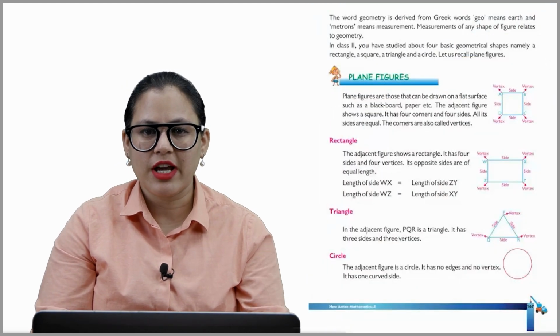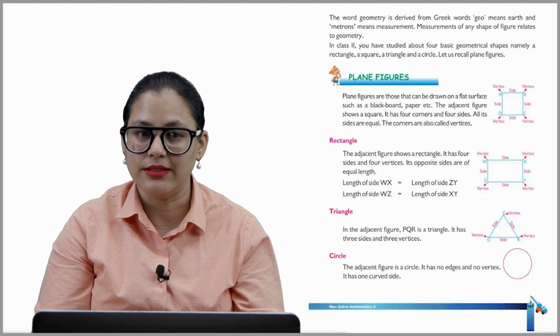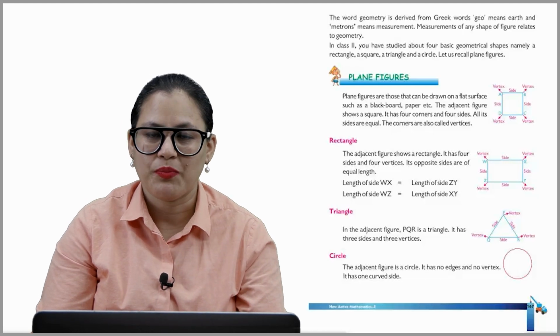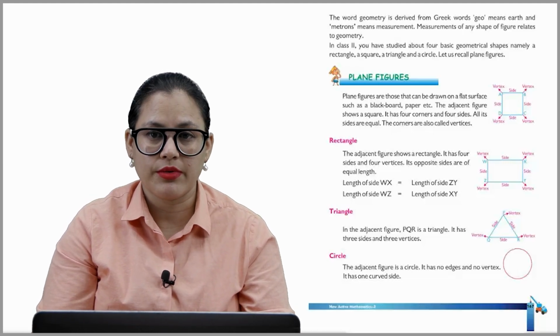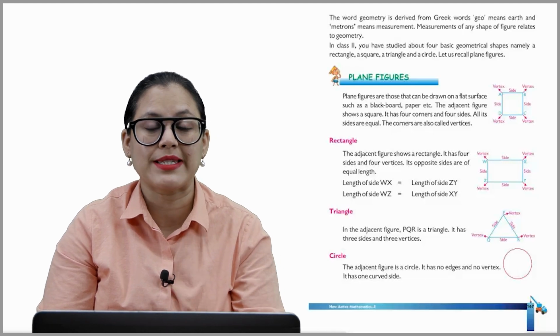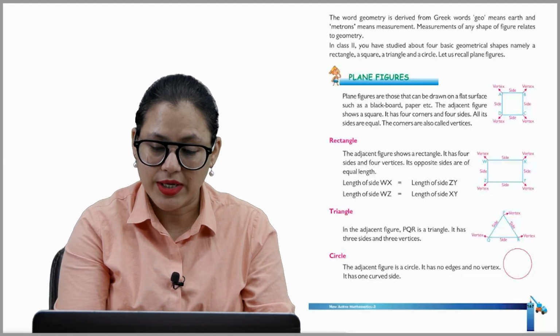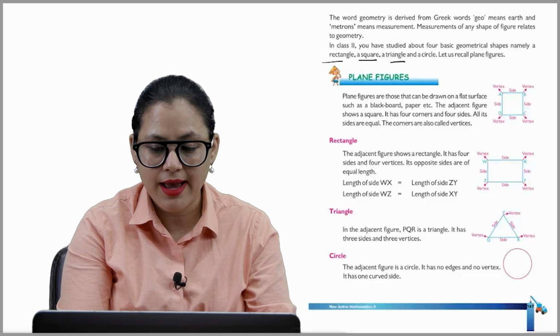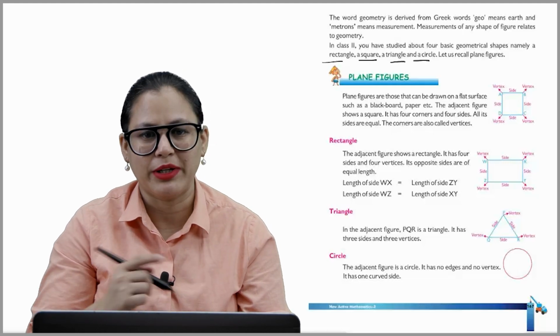The word geometry is derived from Greek words geo meaning earth and metron meaning measurement. Measurement of any shape or figures relates to geometry. In class 2, you have studied about 4 basic geometrical shapes, namely a rectangle, a square, a triangle and a circle. Let us recall plane figures.